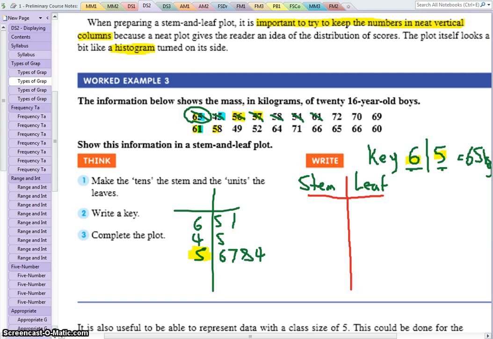So 6, 1, so 7, 2. So I need a new one. 7, 0, 6, 9, 6, 1, 5, 8, 4, 9, 5, 2.